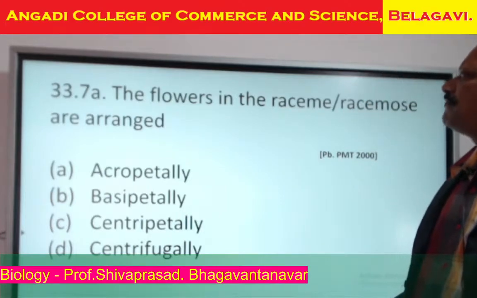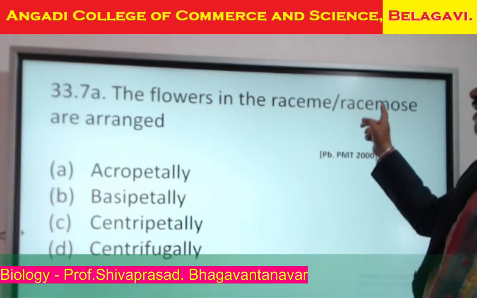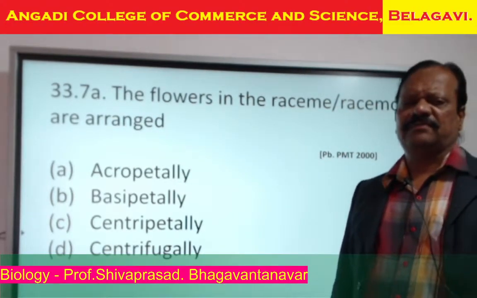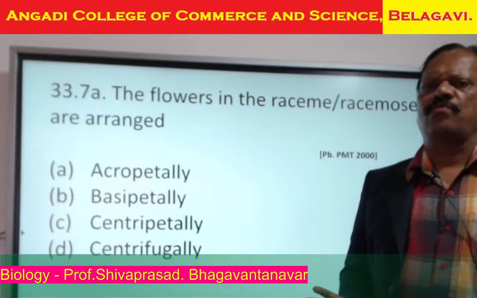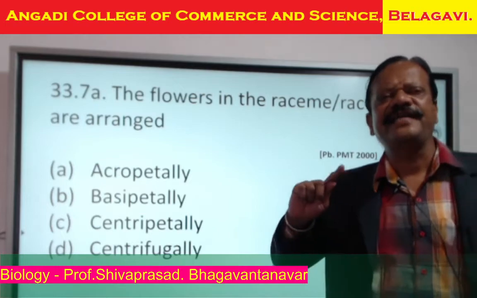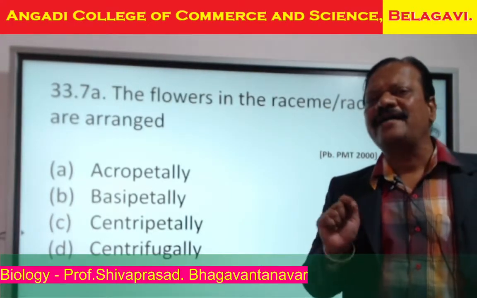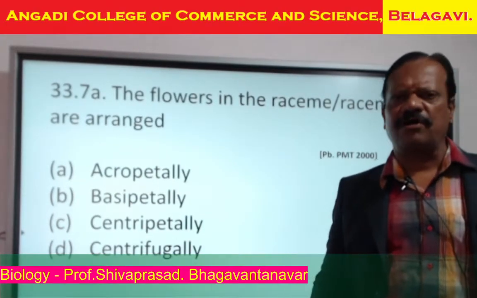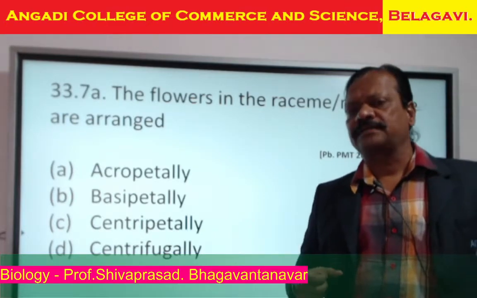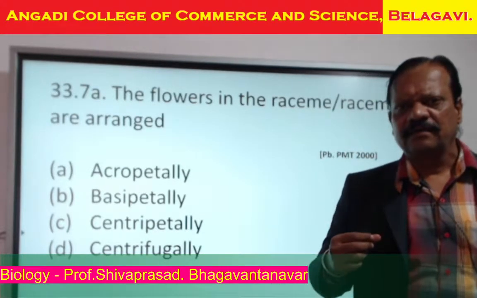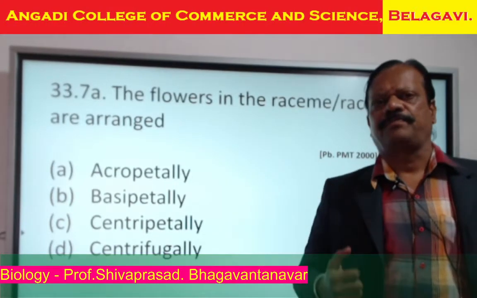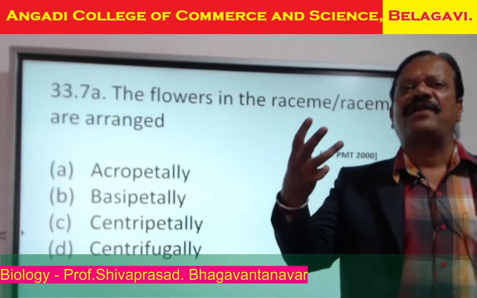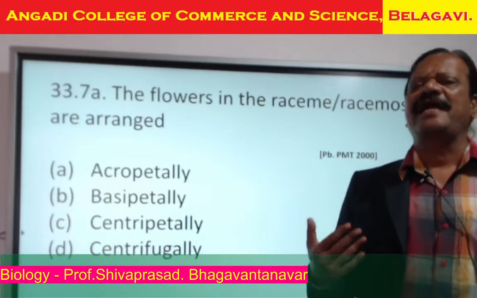Here, the flowers in the raceme or racemose are arranged. So see, the racemose type of inflorescence already told. What it is, the floral axis continues to grow. On either side of the axis, the flowers are arranged. They may be second order, they may be third order and so on. Sometimes the younger flowers are at the base and older flowers are at the top. Sometimes the younger flowers are at the top, older flowers are at the base. So like this, the different names we are using.